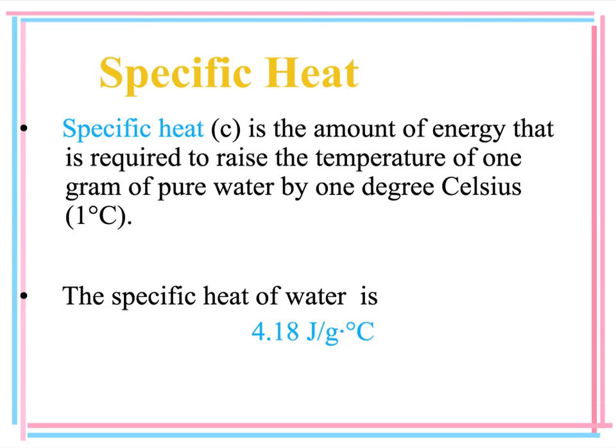Alright, so another thing we're going to need to be able to calculate heat is specific heat, and that is the amount of energy that is required to raise the temperature of 1 gram of pure water by 1 degree Celsius. Now, specific heats are values that we can look up in tables, and they are specific for whatever material is being used. So in this case, water has a specific heat of 4.18 joules per gram times Celsius. And you'll see on the next slide that we have several other specific heats listed for some other materials.